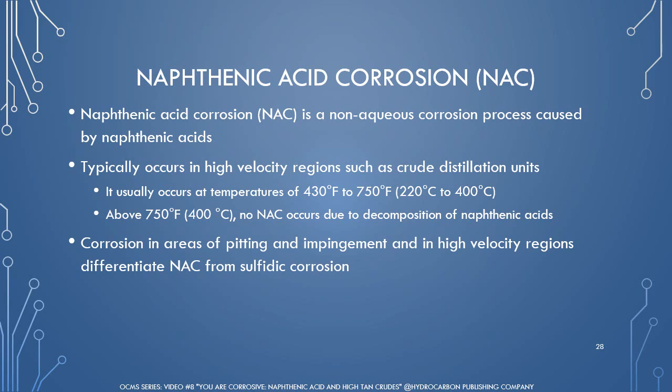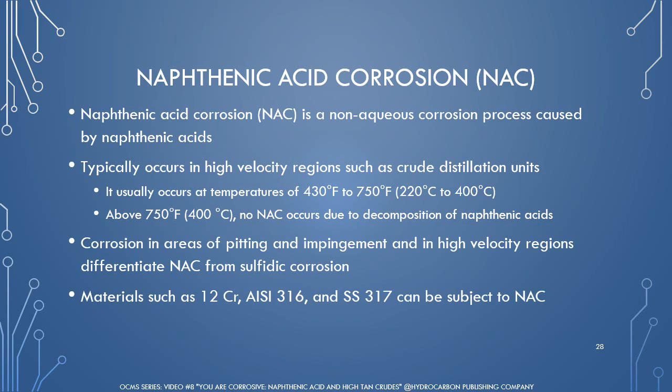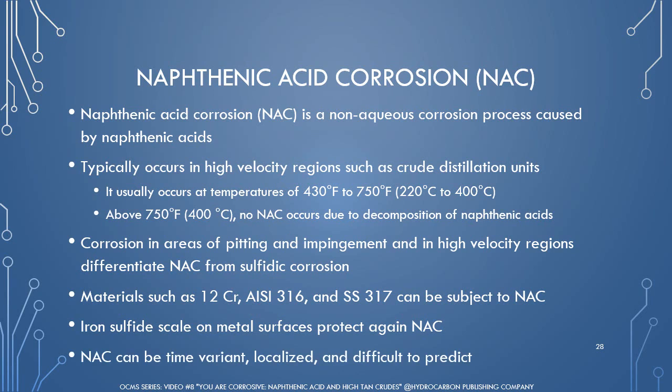Naphthenic acid corrosion can occur with materials such as chromium-12, American Iron and Steel Institute 316, and stainless steel 317. Even though many sulfidic compounds are corrosive, they can form iron sulfide scale on surfaces, which forms a protective layer against NAC. NAC is complicated as it can be time-variant, localized, and difficult to predict.